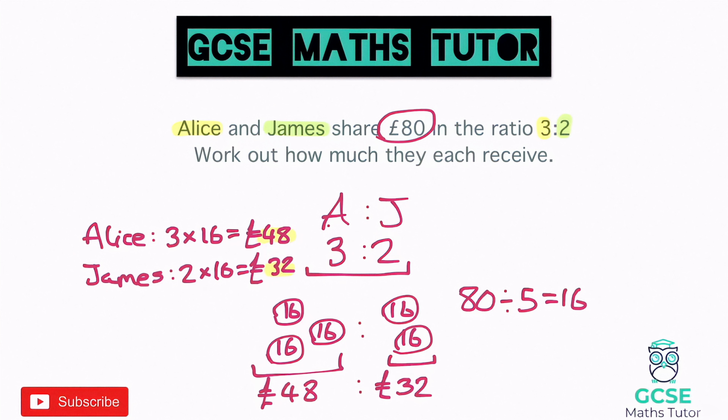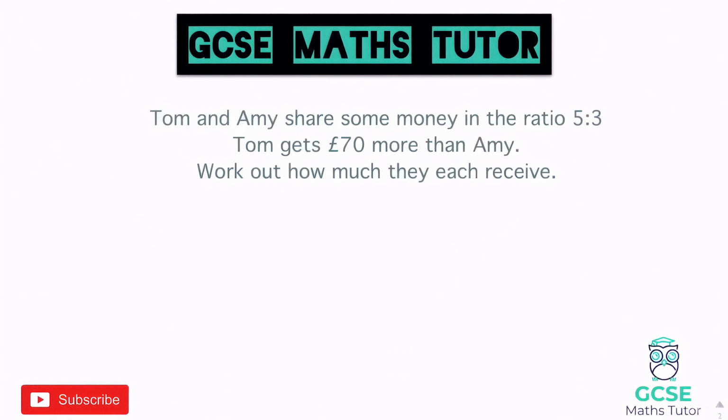Right, let's have a look at our next question. Okay, so this question looks very similar. It says Tom and Amy share some money in the ratio 5 to 3, but this time it says Tom gets £70 more than Amy. Work out how much they each receive. So again, let's bring this away from the words. We've got T to A, and it's in the ratio 5 to 3. Now what it says is Tom gets £70 more than Amy.